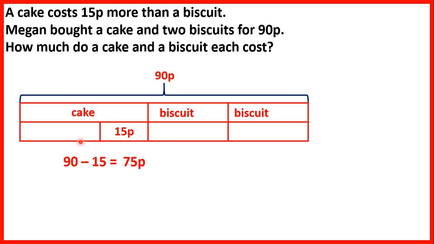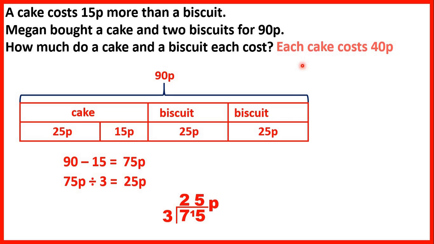And if 3 bars are 75 pence, we can find the value of each bar by dividing 75 pence by 3. That gives us 25 pence. So we know that each cake costs 40 pence, because 25 plus 15 is 40. And we know that each biscuit costs 25 pence.